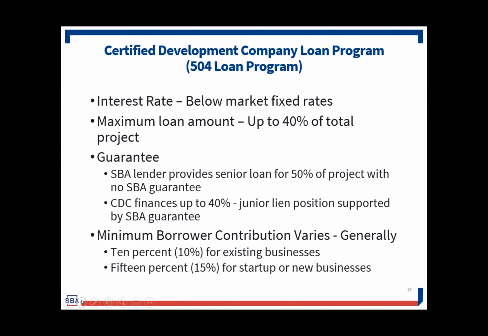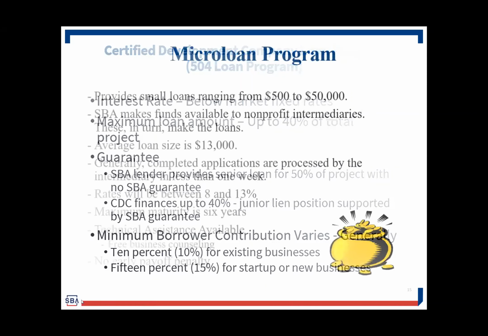So how does this work? You will work with a lender who will provide the senior loan for 50% of the project without SBA's guarantee. SBA's guarantee comes in with the certified development company that is participating, and they have the junior lien position of up to 40%. So if you are an existing business, your investment toward the deal would be 10%. And if you are a startup, your investment would be 15% toward the deal.